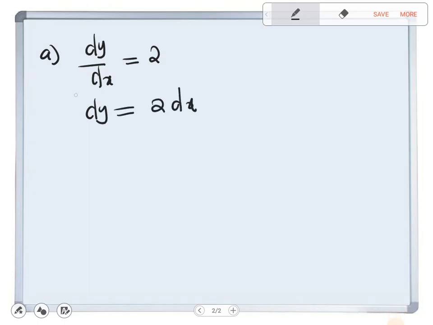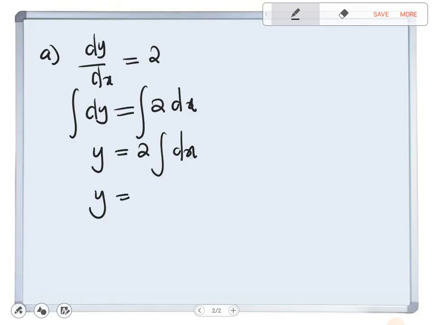Once we do this, we integrate both sides. Of course, we don't need limits. After integrating, if I integrate dy, I'll just get y. If I integrate 2, I can take out the 2, and I'll remain with dx. So this becomes y is equal to, the integral of dx is just x, by the way, so this leaves me with 2x plus c.